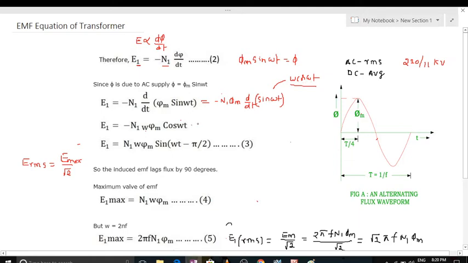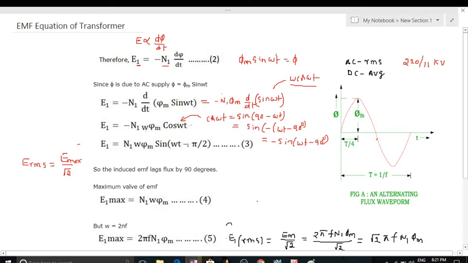Now cos ωt can be written as sin(90 - θ), where θ here is ωt. Taking the minus sign common, this becomes sin of minus (ωt - 90 degrees), which is minus sin(ωt - 90°). So in place of cos ωt, if I substitute minus sin(ωt - 90°), it becomes like this.